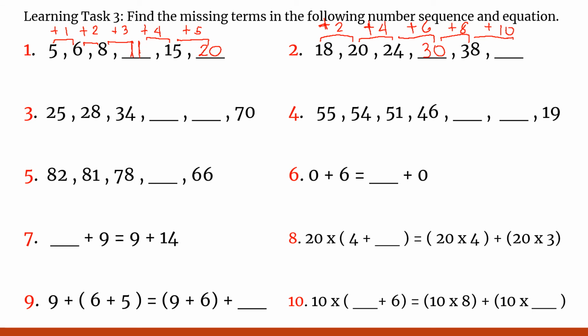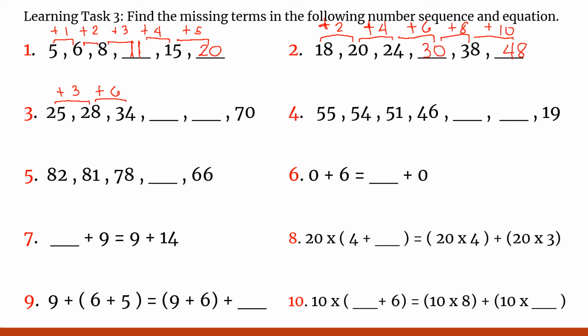So 38 plus 10, the answer is 48. Okay? Next, number 3: 25, 28, 34, blank, blank, and 70. So from 25 going to 28, nagkaroon tayo ng plus 3. And then from 28 going to 34, nagkaroon tayo ng plus 6.